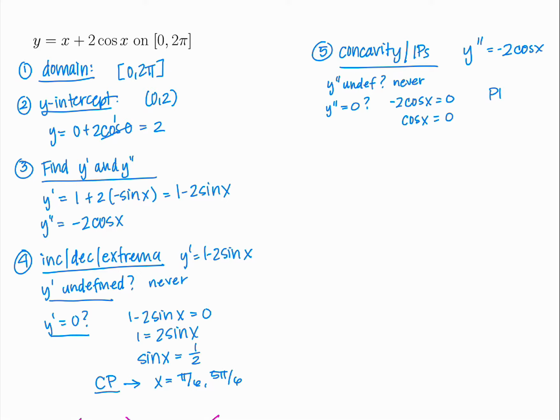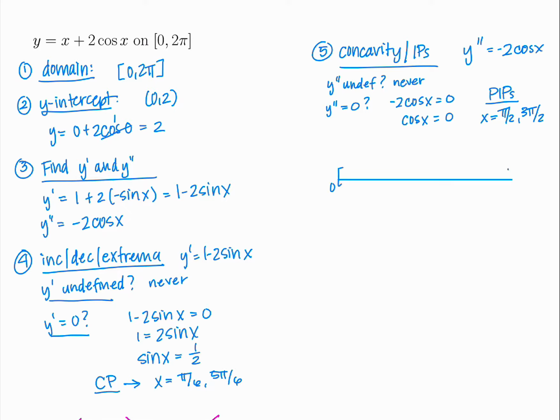Well, my possible inflection points, remember, those are sort of like the critical points of the second derivative, but I just call them possible inflection points because they might end up being inflection points. What do I get? x equals pi over 2 and 3 pi over 2. Those are the spots where my cosine equals 0 on the original interval that I've been given. All right, so up next I need to test. So I'll draw my interval.